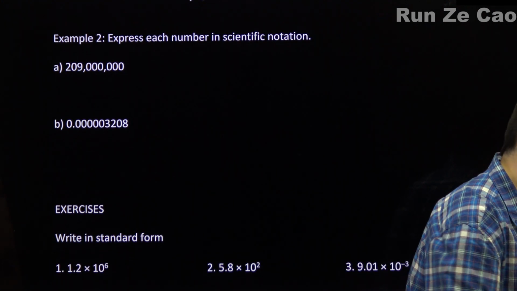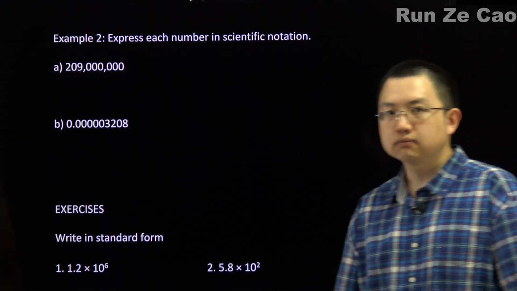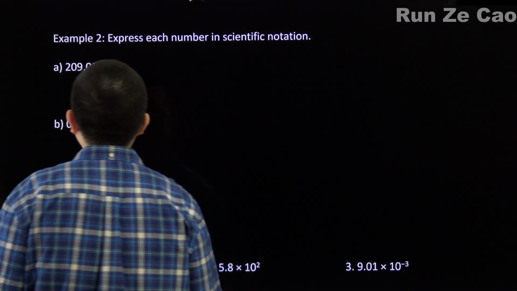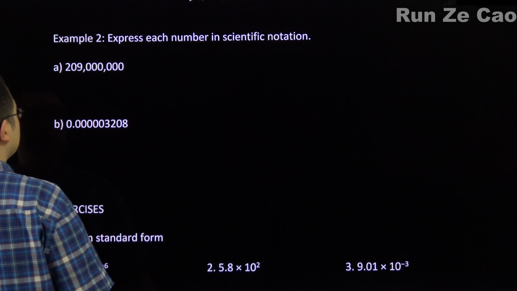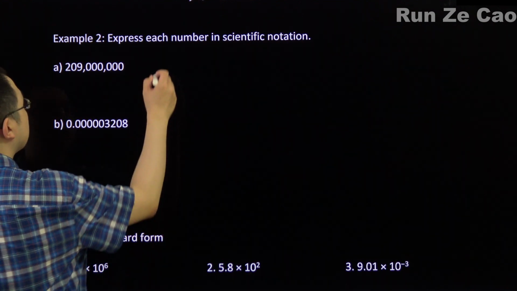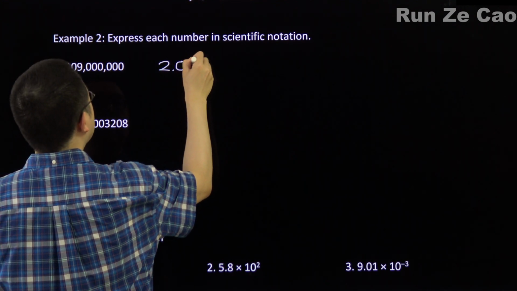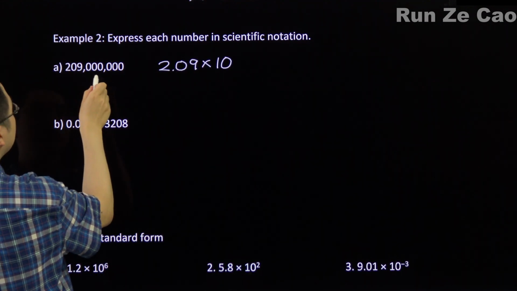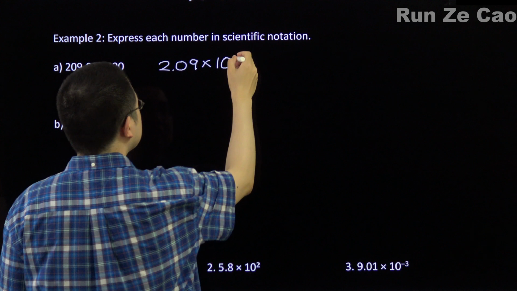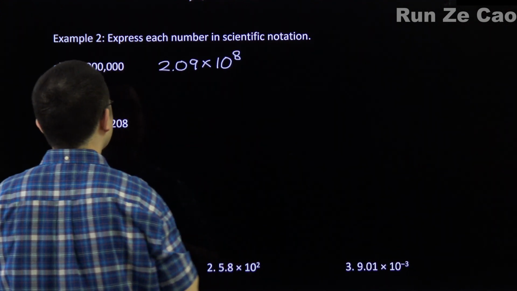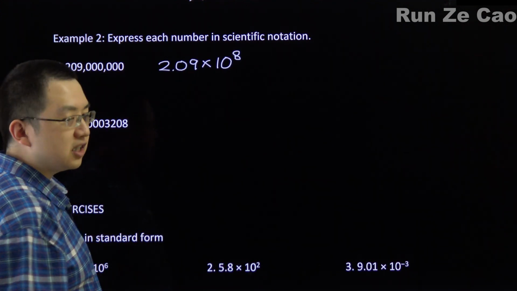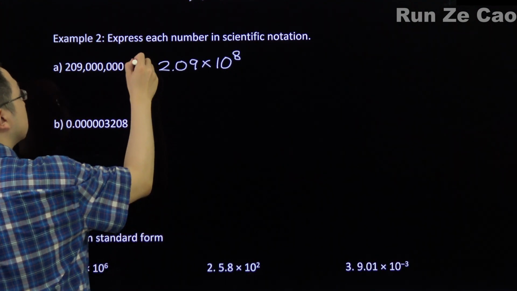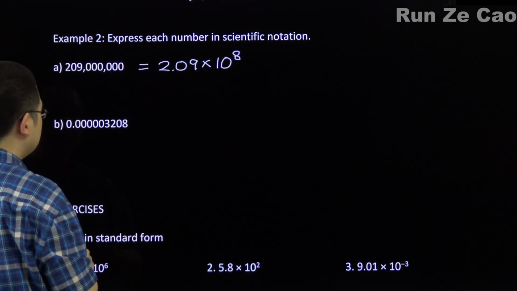Express each of these numbers in scientific notation. 209,000,000. Well, it's going to be 2.09 times 10 to the what? Oh, there's 1, 2, 3, 4, 5, 6, 7, 8 digits after the 2. So after the leading digit, there are 8 digits. That means 10 to the 8th.